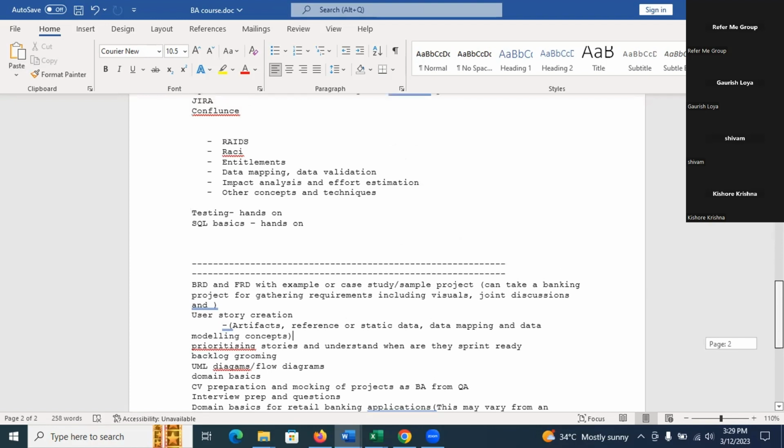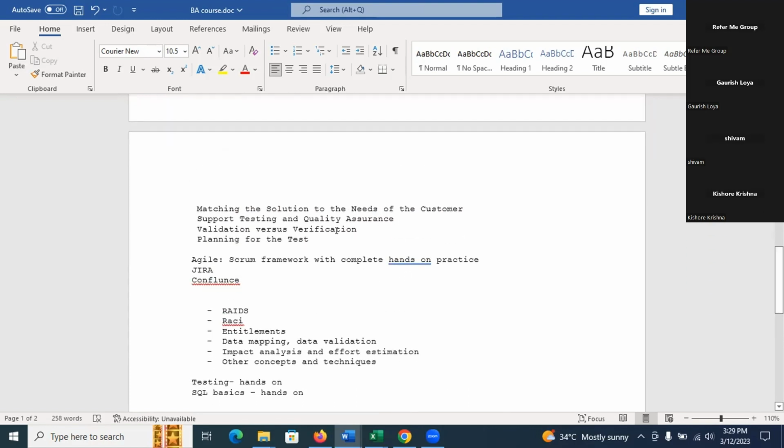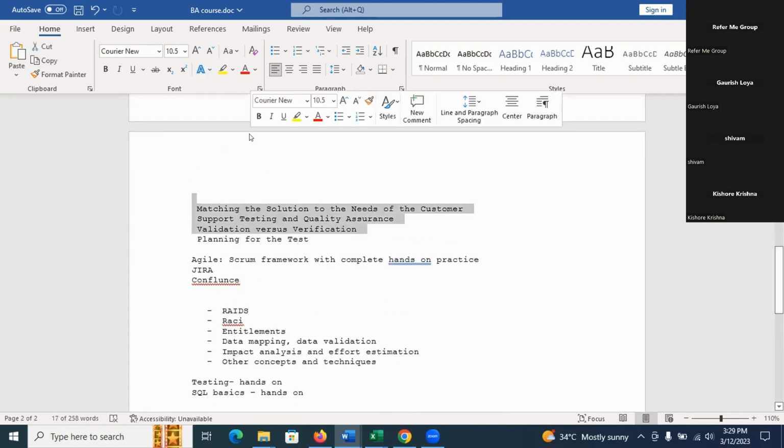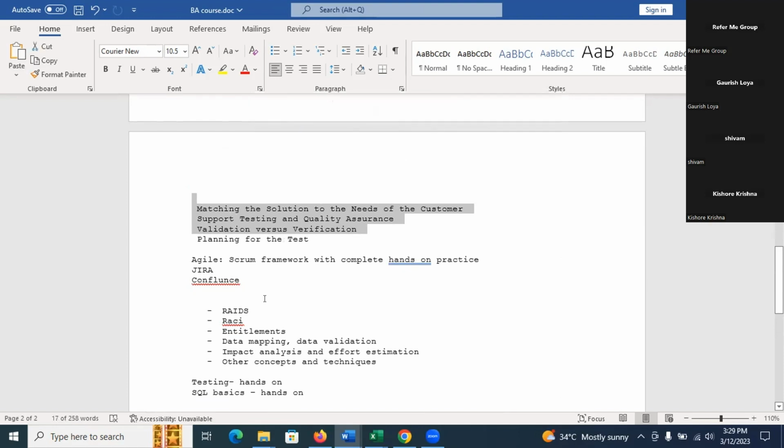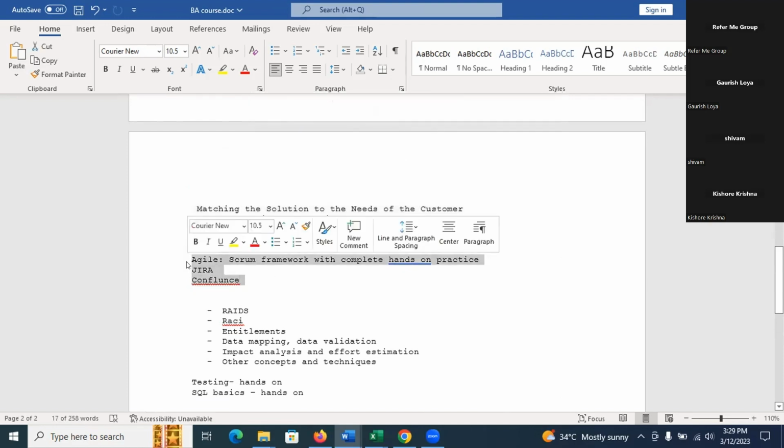If you go anywhere, if you join any other institute, they will just cover this BA part, that too with theory, which will never help you to crack a job. Jira and Confluence, even if you do any kind of CSPO or kind of certification, nobody will teach you how to open Jira, how to write user story, how to navigate the board. Okay, this is the differentiating factor.